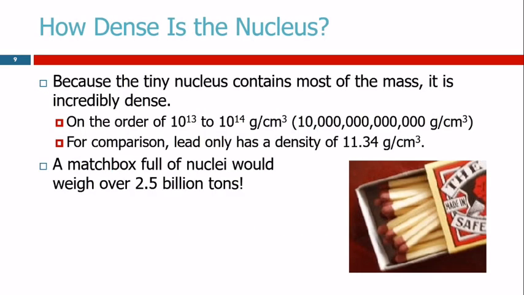Here's another one to hurt your brain. So that tiny, tiny nucleus, that's where all the mass is. It's incredibly dense. The density is 10 to the 13 to 10 to the 14 grams per cubic centimeter. That's a really, really big number. The density of lead, 11 grams per cubic centimeter. Lead's heavy stuff, right? If you had one of those little matchboxes full of nuclei, not the electrons, just the nuclei, it would weigh over 2.5 billion tons.